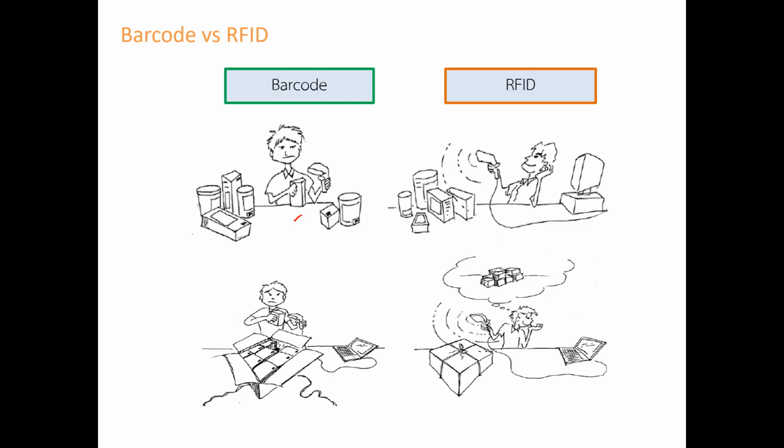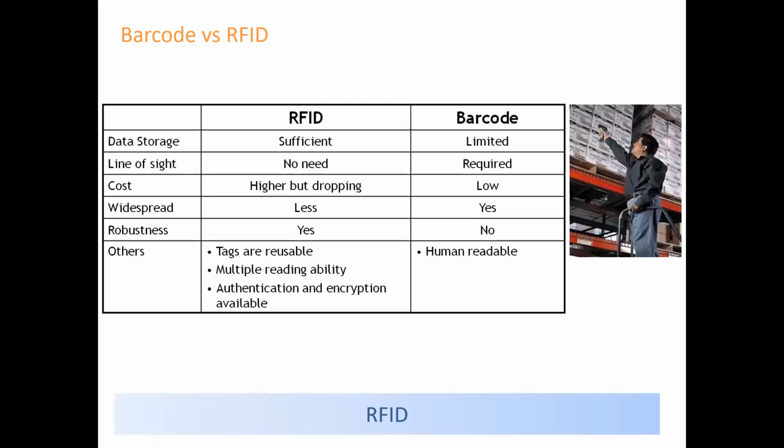All right. And you do not need to open the box, because the radio frequency wave can penetrate the box, even a big box like this. But the barcode cannot, right? You have to see the black and white bars clearly. So you have to open the box and scan one by one. And this is the comparison of RFID and barcode.